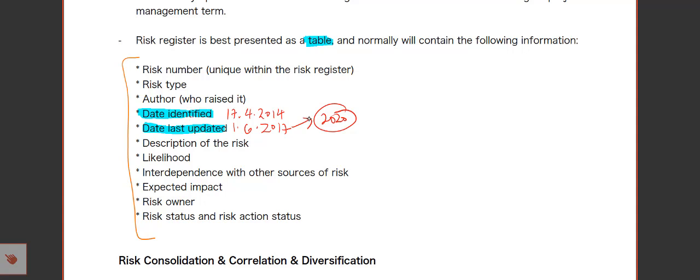Now then a description of the risk basically tells us more about the risk, and then the likelihood, the chance that the risk will occur, and the impact. Now risk owner is the person in charge, who will be responsible to deal with the risk. And risk status and risk action status basically tell us the progress. This is usually when you have a risk that may take a long time to be managed. Take for example, let's say we want to have a project on flood mitigation.